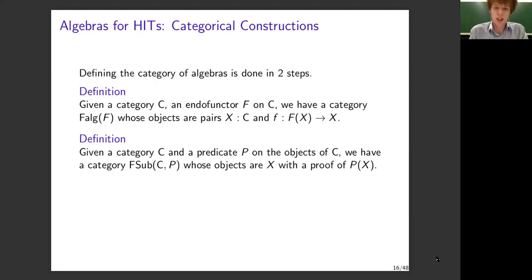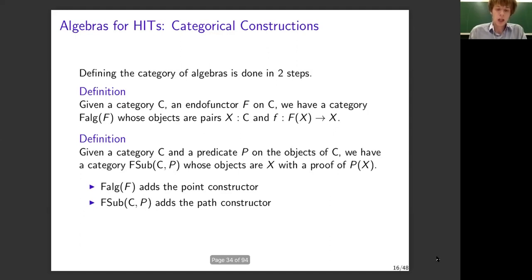Secondly, we have the full subcategory. Suppose we have a category C and a predicate on the objects of C. Then we have a category F sub CP, and the objects of this category are just objects X of C with proofs PX. All the morphisms of C are homomorphisms in F sub. So we'll use the first one to do the point constructor, and the second one to do the path constructor.